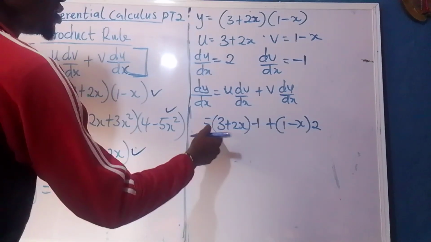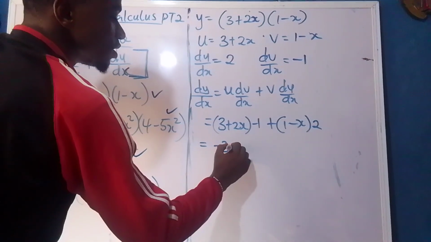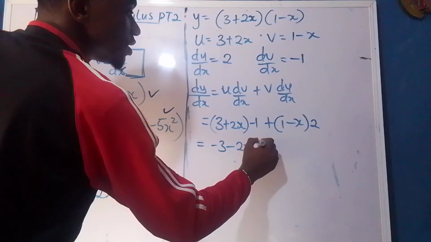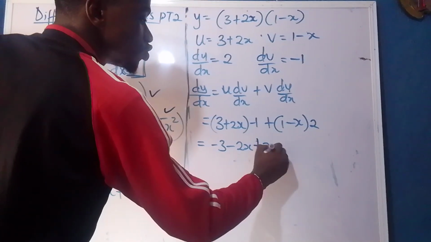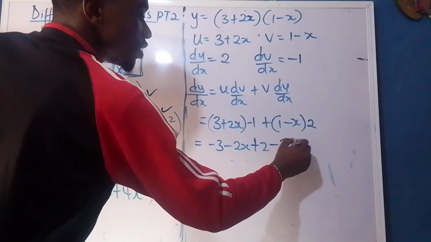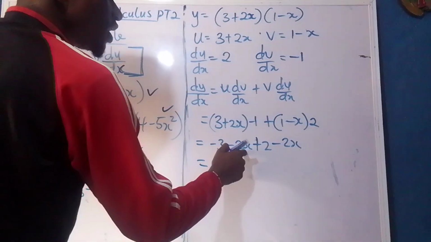So open up the bracket with this, that will be negative 3, negative 2x, and we are going to be having 2 will multiply this expression, which will be plus 2, then minus 2x. So collect like terms.